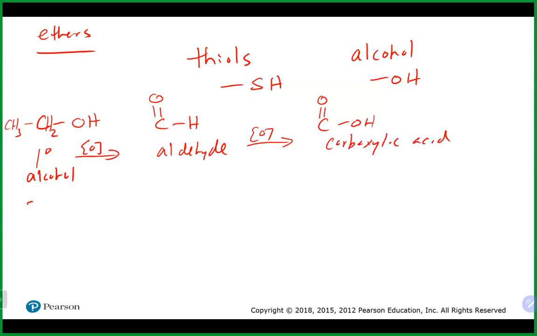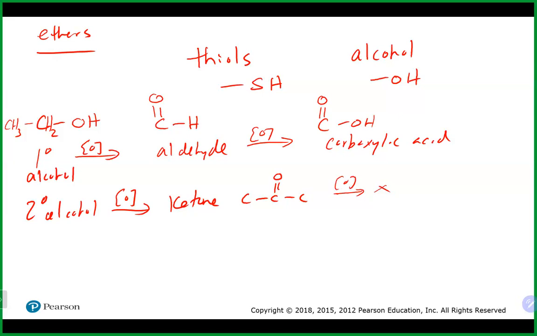And obviously, if we took a secondary alcohol and oxidized it, that will get us to our ketone, which is our 3-carbon run with the oxygen double bond in the middle. And again, remember, it will not oxidize there to carboxylic acid. That's where we talked about things like Benedict's test and Tollens' test that you can use to differentiate between those two.